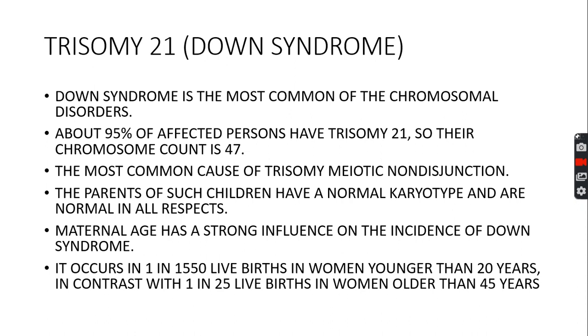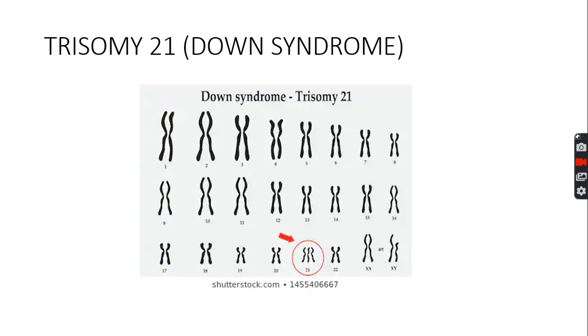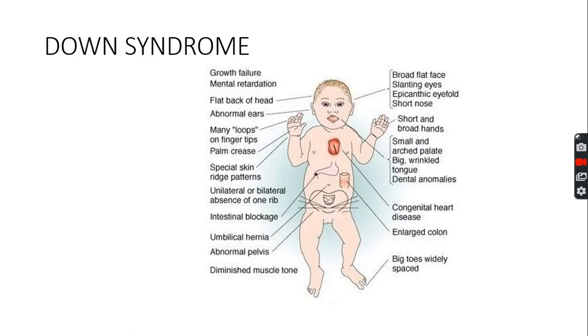Maternal age has a strong influence on the incidence of Down syndrome. It occurs in 1 in 1,550 live births in women younger than 20 years, as compared to 1 in 25 live births in women older than 45 years. So you find as a woman gets older, her risk of having a child with Down syndrome actually increases. So here's an example of the karyotype for Down syndrome. If you look at chromosome at position 21, you'll see that there are three chromosomes instead of the two.